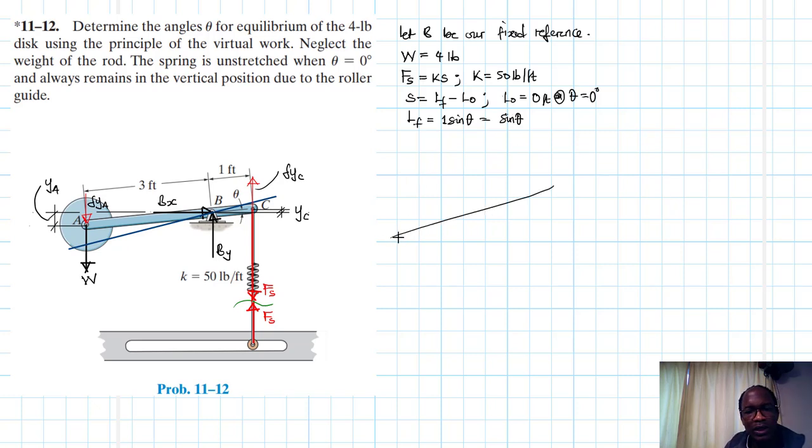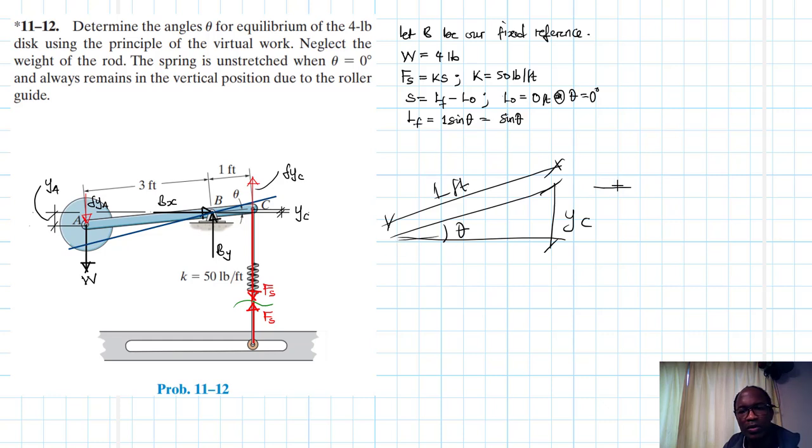It's like this, right? This is the distance that we want, which is YC. We have the angle there, and this length we've been told is 1 foot. So how do we find this? This is 1 sine theta, which is just equal to sine theta. This is the one here.